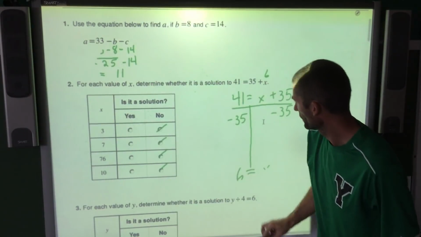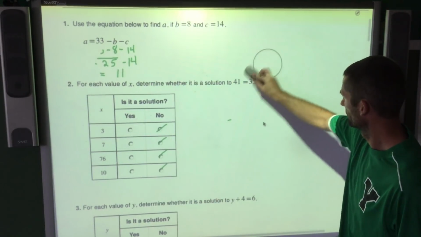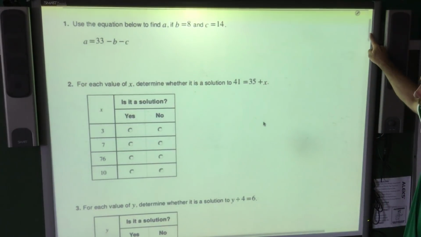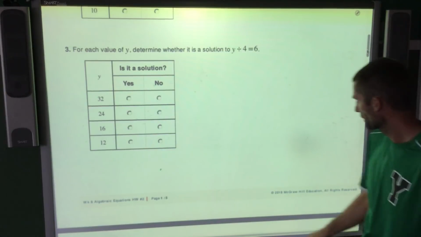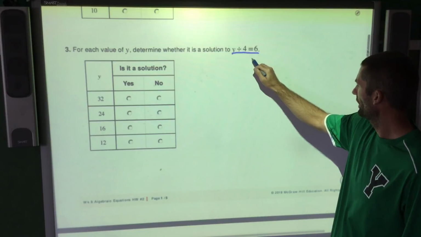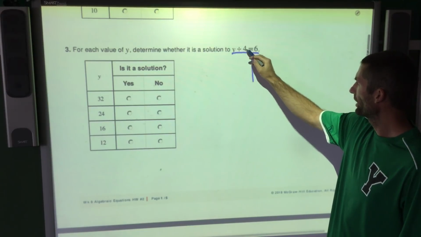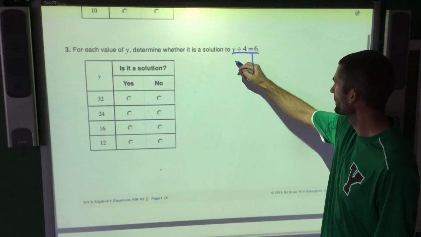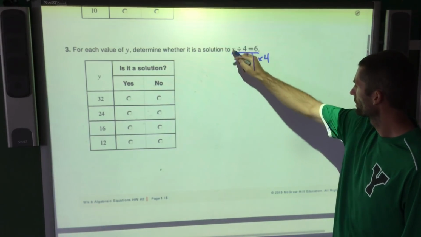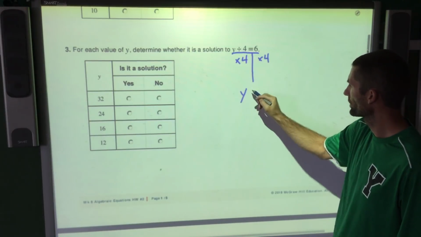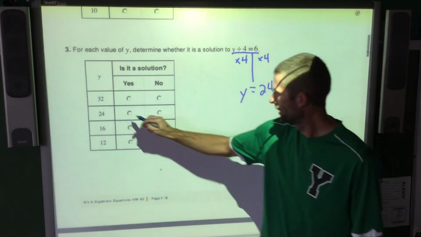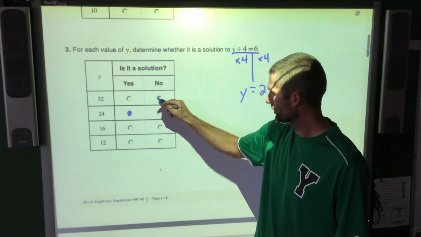All right, question 3. Similar type problem. For each value of y, determine if it is a solution. Y divided by 4 equals 6. So again, we're going to balance it on the equal sign. Y divided by 4, the inverse of division is multiplication. So we're going to do times 4 to each side. So on this side, y divided by 4 times 4 is y. 6 times 4 is 24. So the only solution is 24. 24 is a solution. The rest are not solutions.